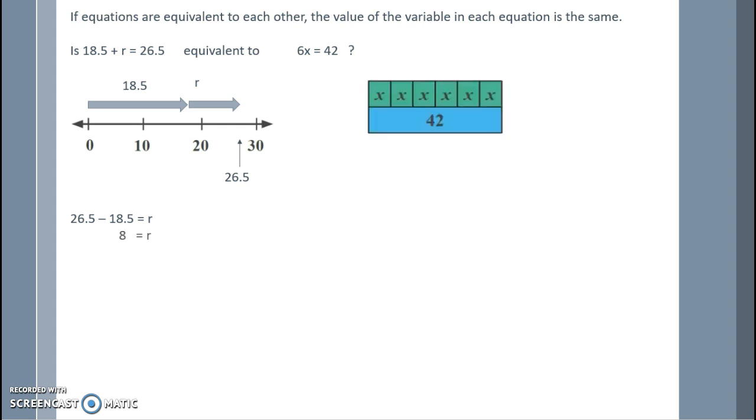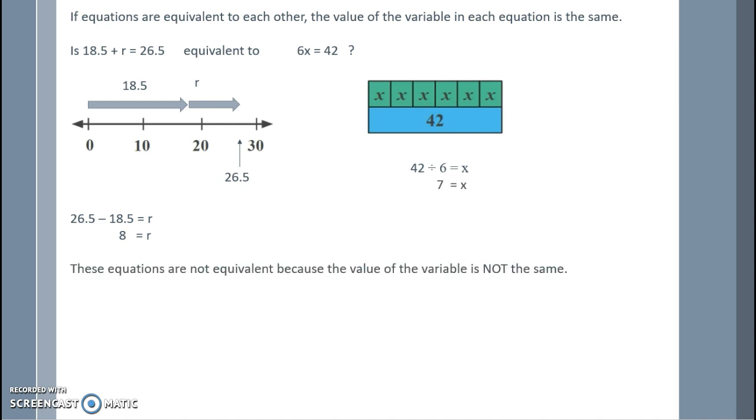Using a tape diagram, 6 times how many is 42? So I'm taking 42 and splitting it into 6 groups. How many are in each group? So 42 divided by 6 is 7. These equations are not equivalent because the value of the variable is not the same.